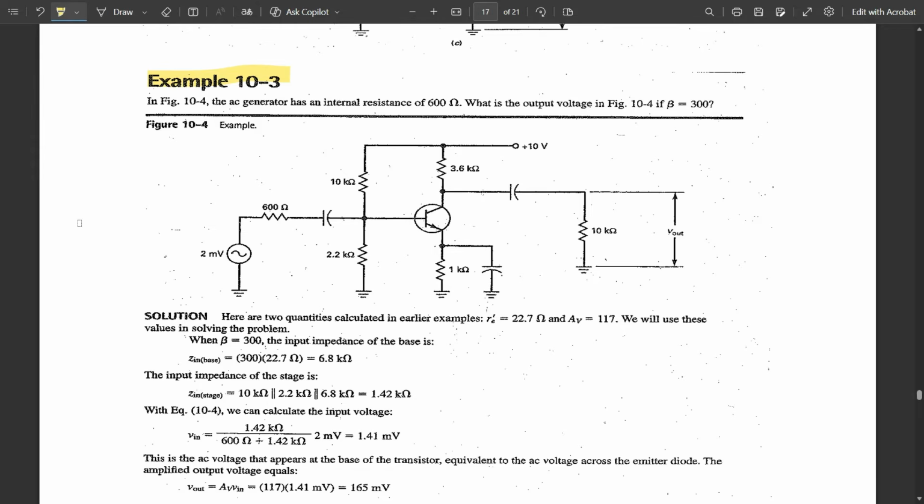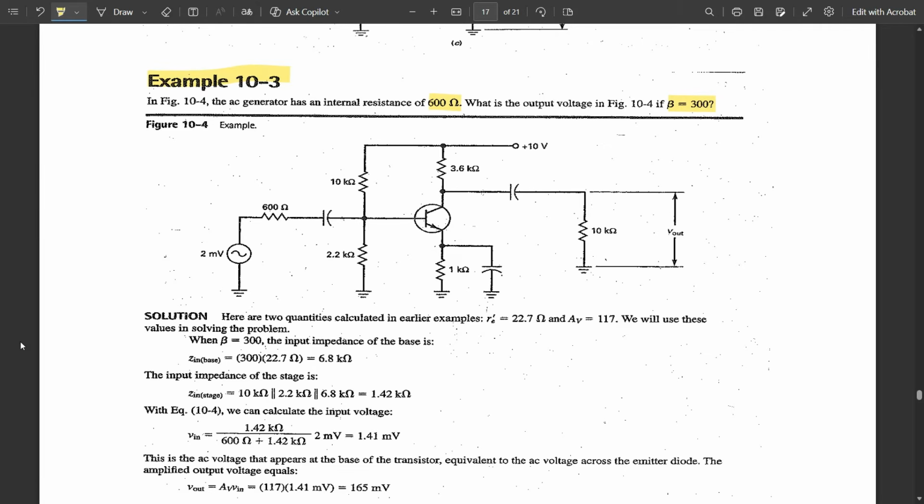So in figure 10.4 here, this is that figure. The AC generator has an internal resistance of 600 ohm. What is the output voltage in figure 10.4 if the value of beta, that is given here, is 300?